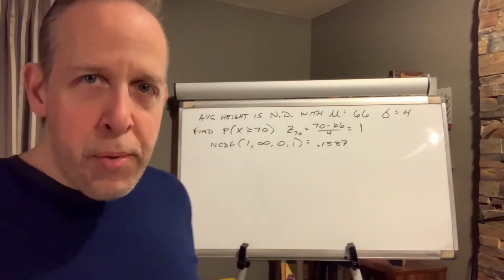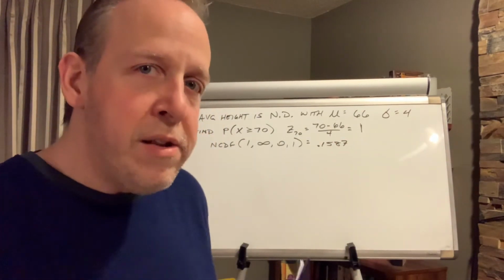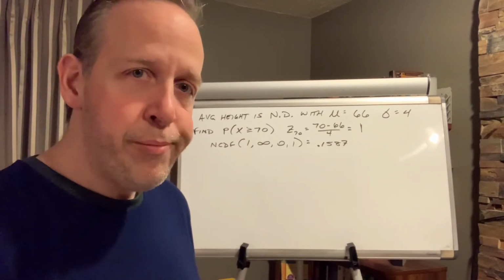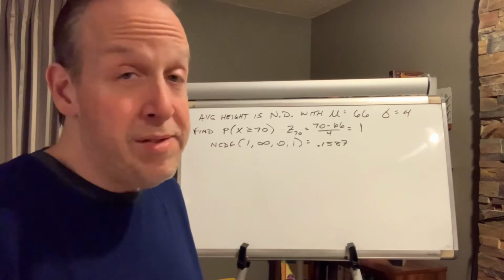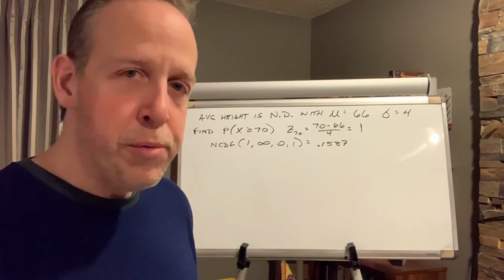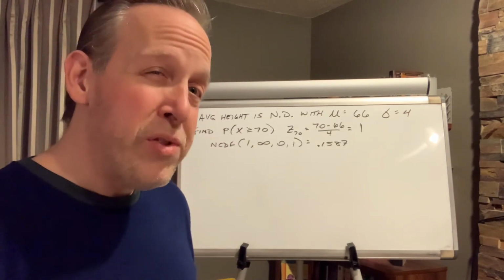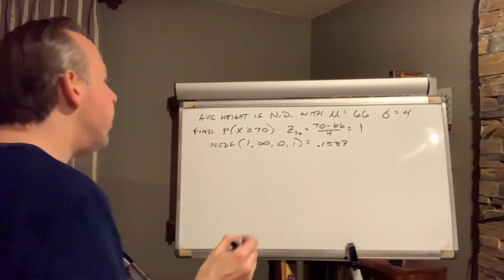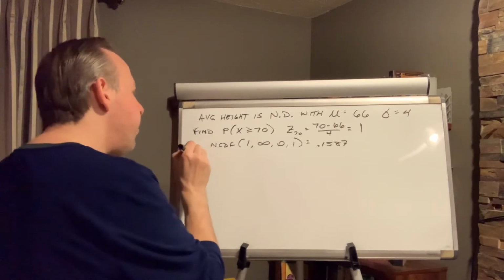There's a 15.87% chance of finding one individual out there who is at least 70 inches tall, 5'10". It's not super tall, it's not super unusual, but that's a person who is 1 standard deviation above the average height. Okay, great.